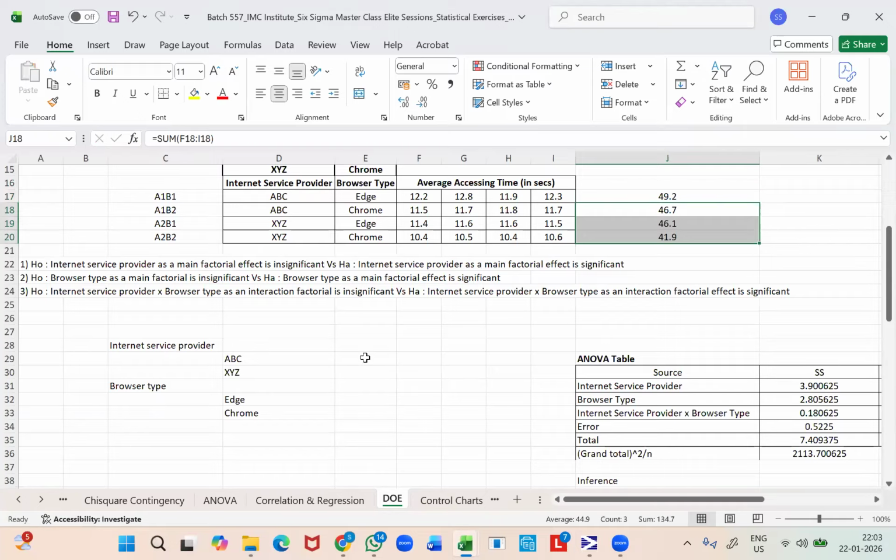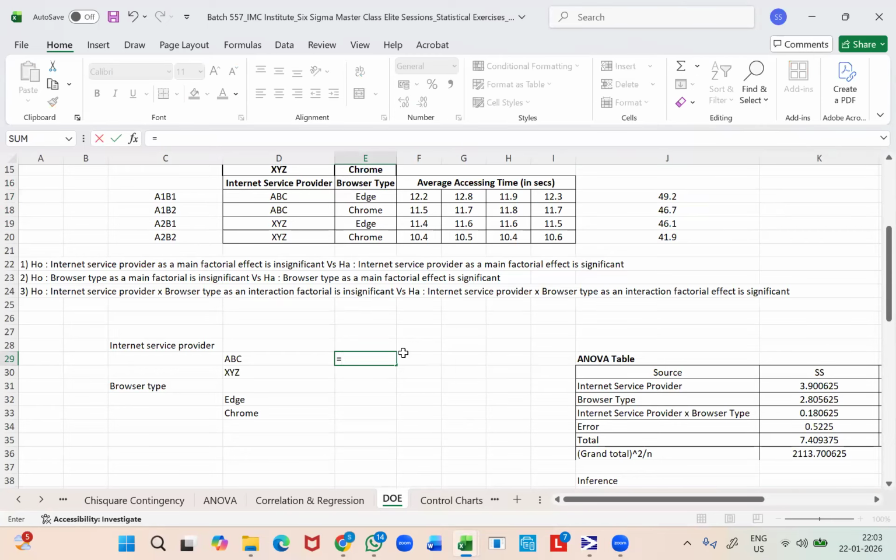Right? So ABC as internet service provider is in row number 1 and 2. So I'm going to sum up the values pertaining to row number 1 and 2. And XYZ is in row number 3 and 4. Right? Similarly, Edge is in row number 1 and 3. And Chrome is in row number 2 and 4.